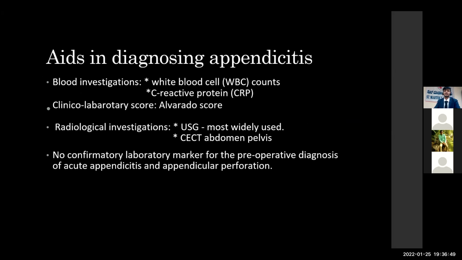The investigations which aid in the diagnosis of acute appendicitis are blood investigations like elevated total leukocyte count and C-reactive protein, clinical and laboratory assessment using the Alvarado score, and radiological investigations: ultrasound is the most widely used, and advanced radiological investigations like CECT abdomen pelvis. In spite of the above investigations, there is no confirmatory laboratory marker for diagnosing acute appendicitis.